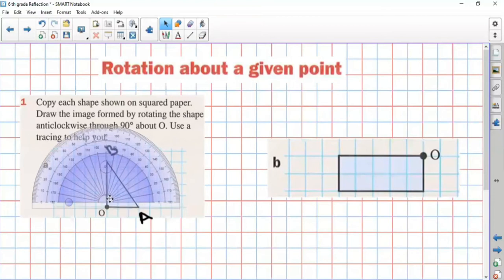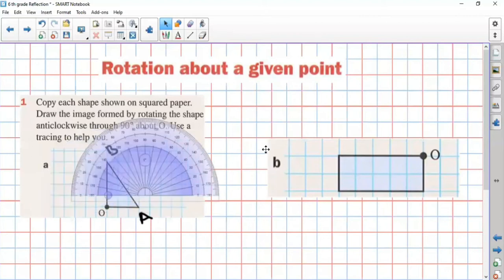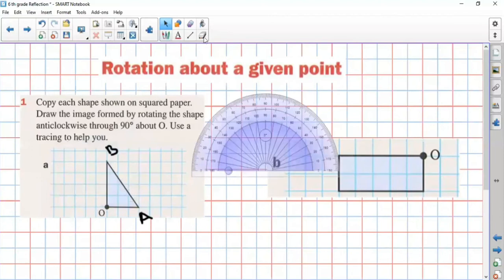To find A, I will center my protractor on the O, the center of rotation. OA is one side of the angle that I'm looking for, and the other one will be 90 degrees. So A will be in this line, in this direction. The length of the sides must be the same. So since A is here 3 squares, A will come here 3 squares. So let's say this one will be A1.